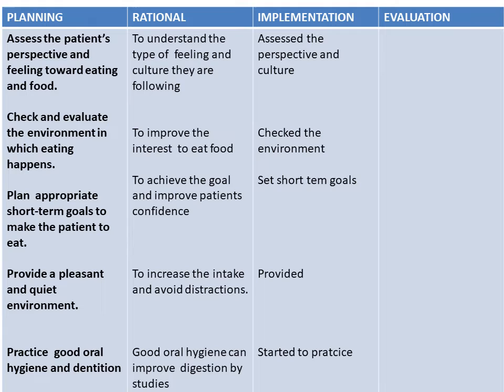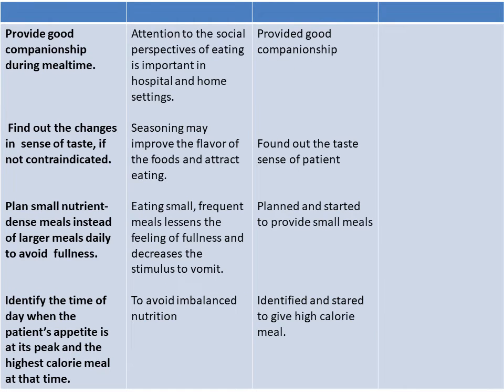Depending upon the convenience of the patient, this is another easy plan which you can implement: provide good companionship. Some patients may not like to eat alone. They want someone to sit and talk, chit chat and eat. So understand what type of companionship they like. If they don't want to sit with a crowd, just arrange it that way. Attention to the social perspectives of eating is important in hospital and home settings.